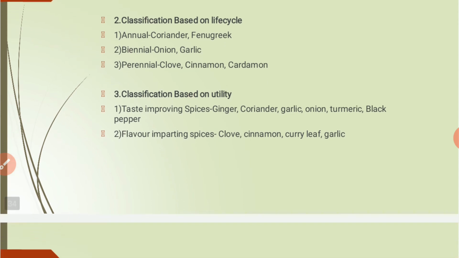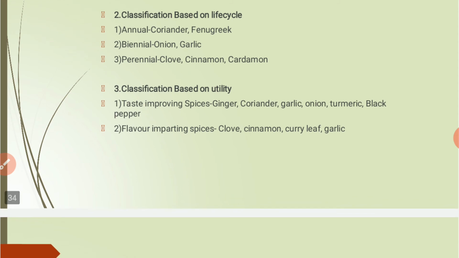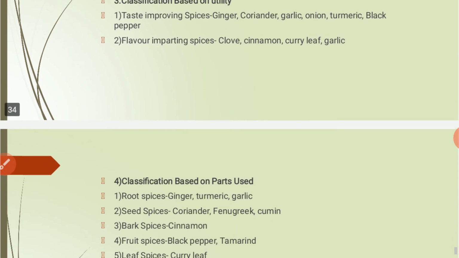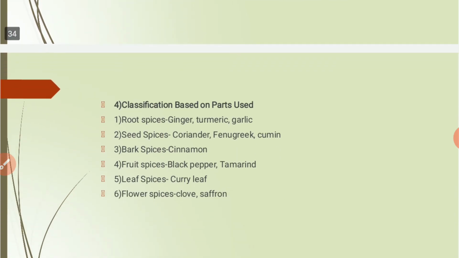Third one is classification which is based on utility. First one is taste improving spices, that is ginger, coriander, garlic, onion, turmeric and black pepper. Second one is flavor imparting spices, that is clove, cinnamon, curry leaf and garlic, which improve the flavor of the food. The fourth classification, which is based on parts used, that is root spices, seed spices, bark spices, fruit spices, leaf spices and flower spices.